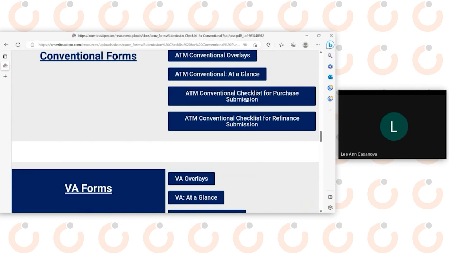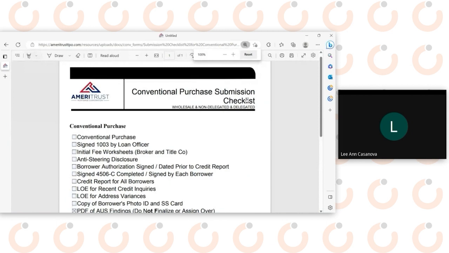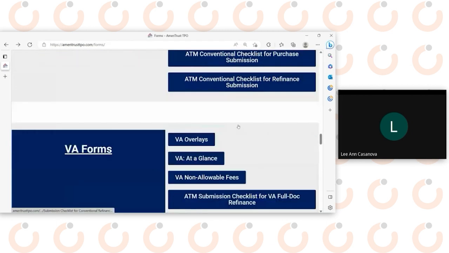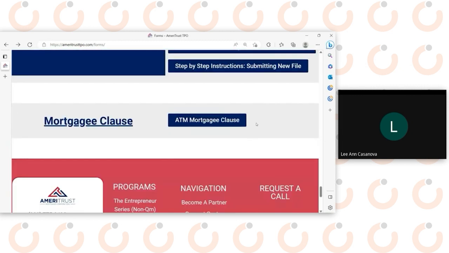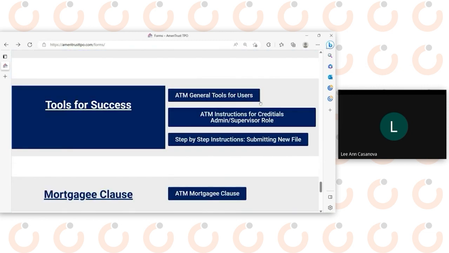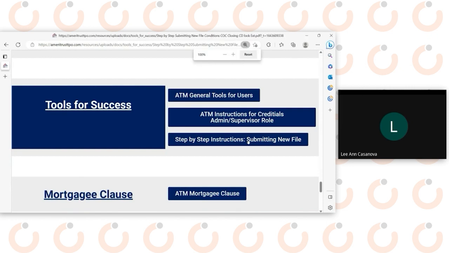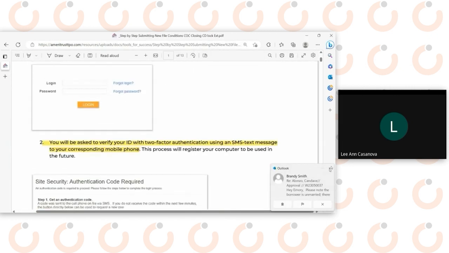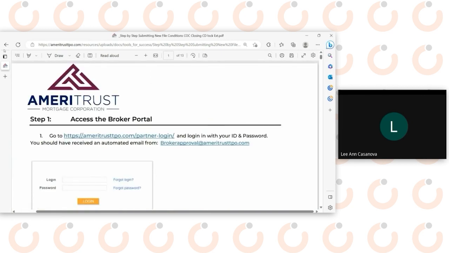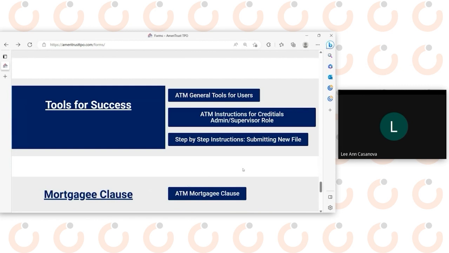And you too have your submission. Whoops, wrong one. You have your forms in there. So VA forms here, FHA, the whole 9 yards. And lastly, if you ever get stuck, this is step-by-step instruction on how to submit your file. It literally screenshots each procedure. If you get stuck, you can always call someone for sure.